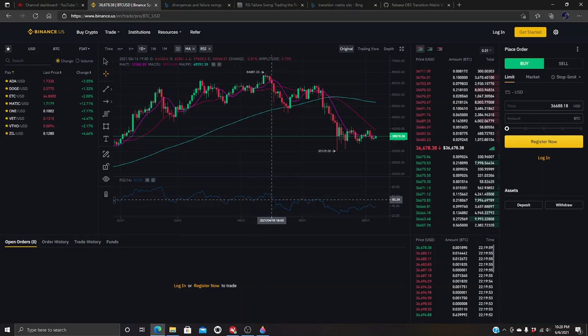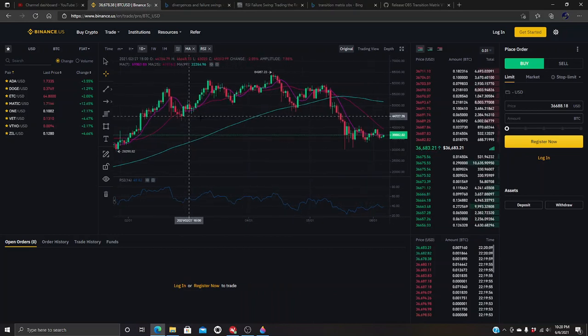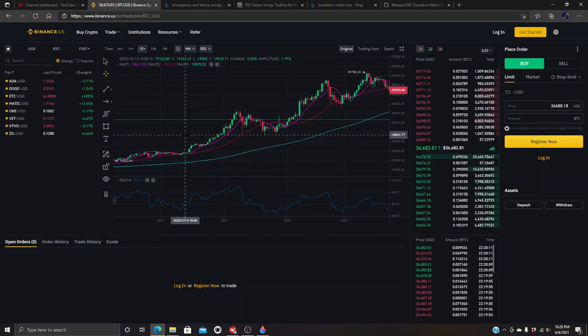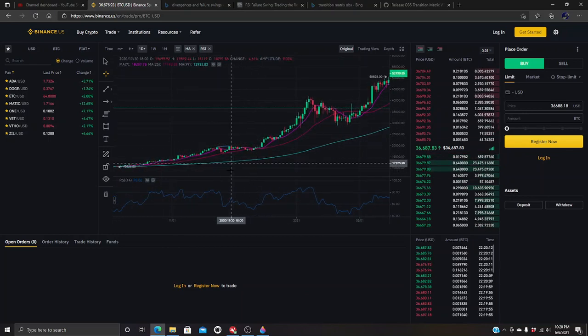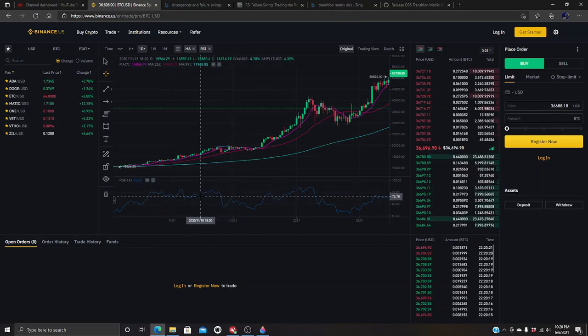And these divergences, like if we go back a little bit, I'm sure we can find one. Here's one right here, okay? Price was steadily going up, okay, dipped down a little bit, didn't go quite up as much, and then it just plummeted, diverged from the price here, and came back up, okay? Okay, so it's subtle.